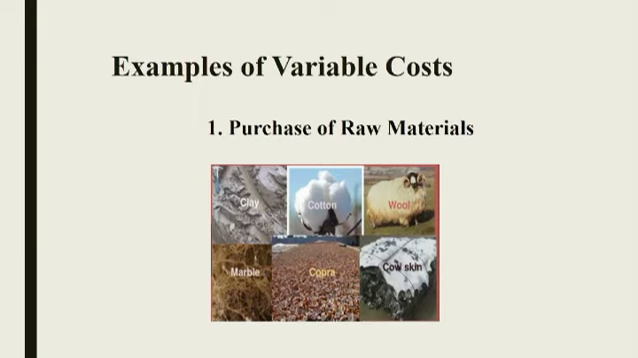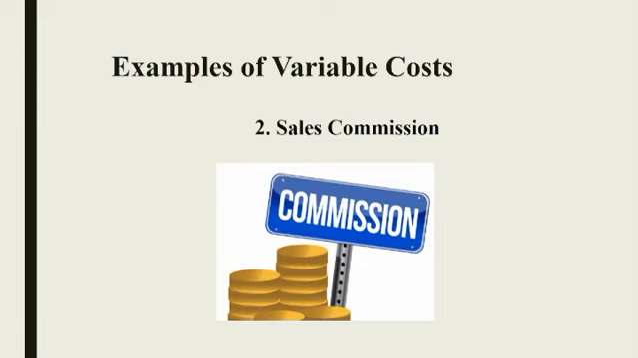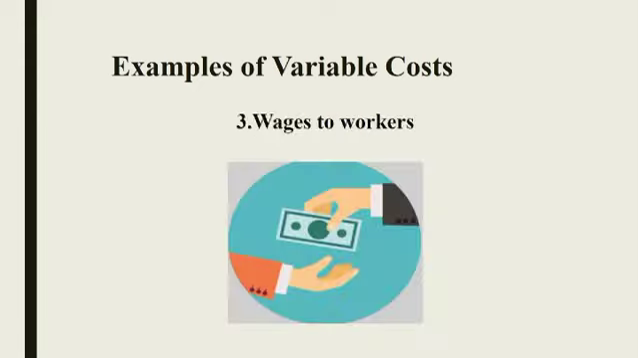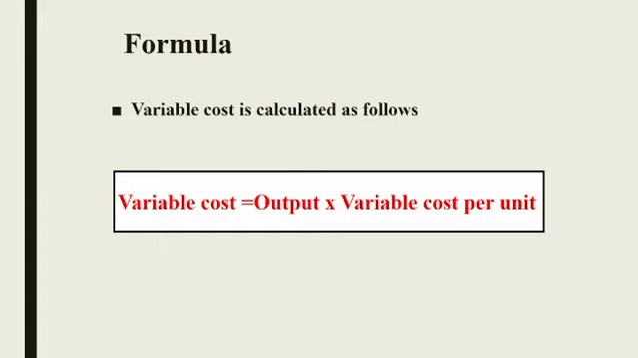Some examples of variable cost are purchase of raw materials, sales commission, and wages to workers. The formula to calculate variable cost is variable cost is equal to output multiplied by variable cost per unit.